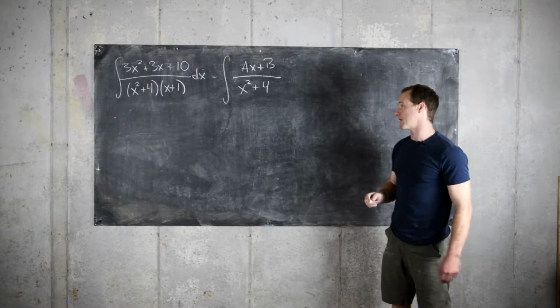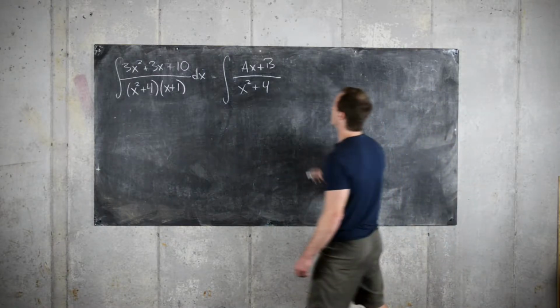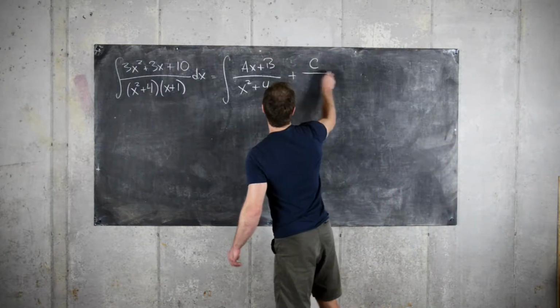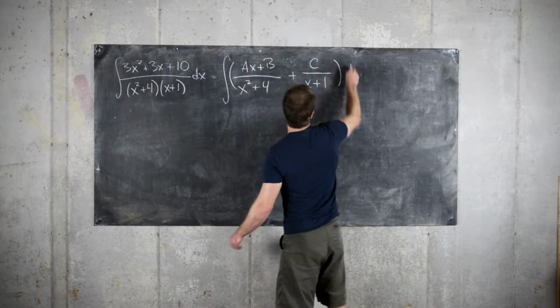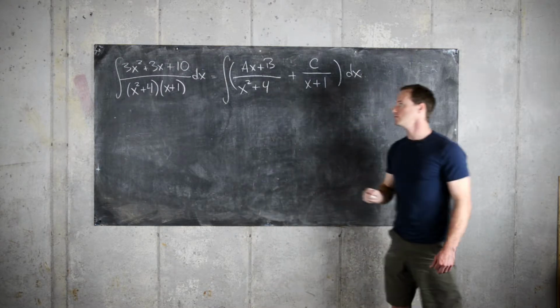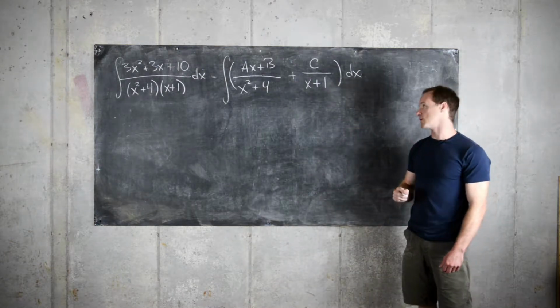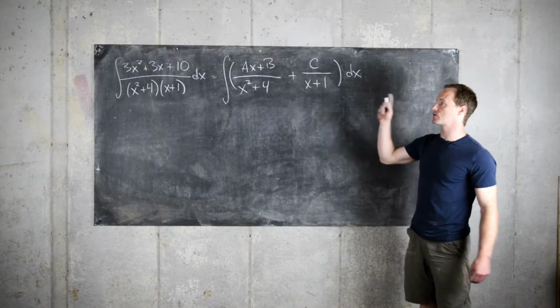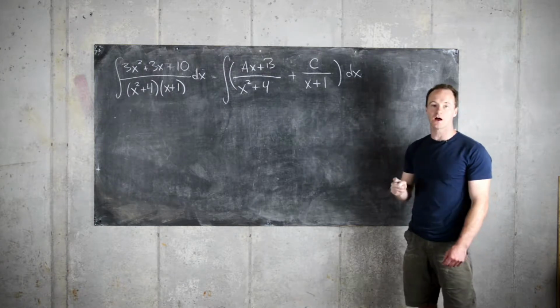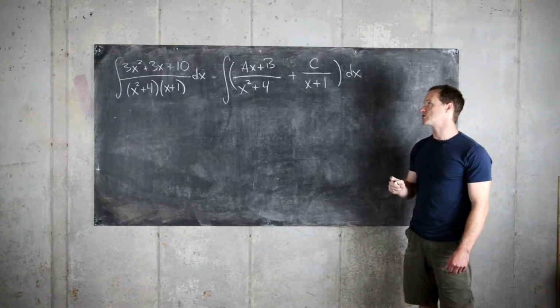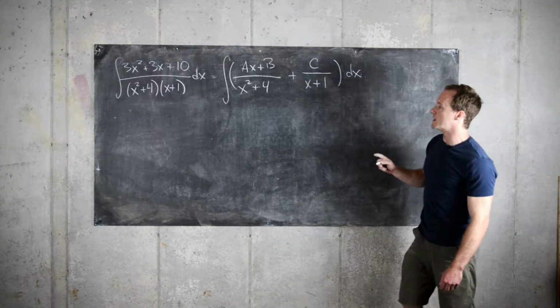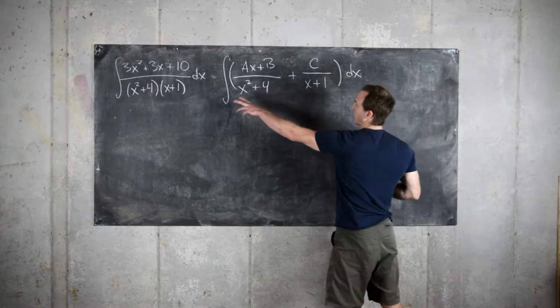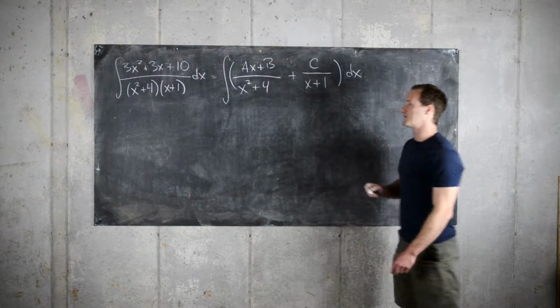There's no way to simplify that more without using complex numbers. And then plus c over x plus 1 dx. So this is how we want to transform this integral. So now let's forget that the integrals are there and just focus on the equivalence of the functions inside the integral. So we'll take both sides of this equation and we'll multiply by the denominator on the left-hand side.